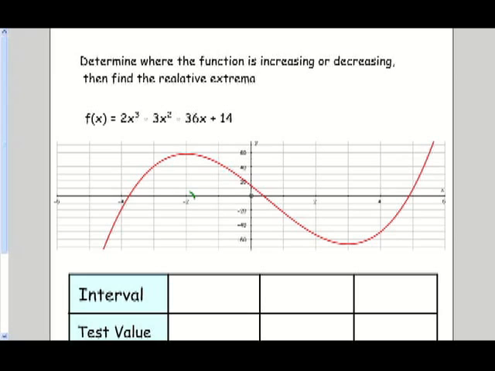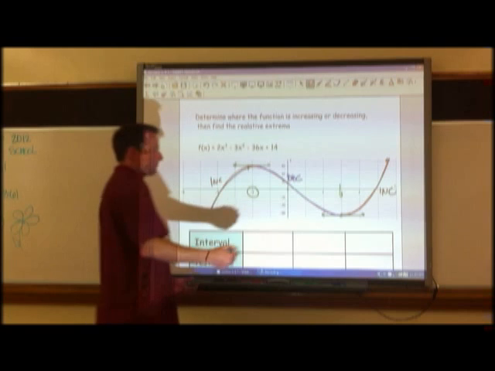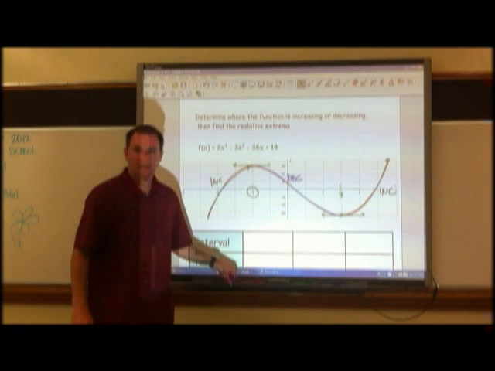The key points we came up with: at negative 2, there's a maximum that we found by looking for where the derivative was 0. Over here at 3, there was a minimum that we found by looking for where the derivative was 0. In between these two, we're decreasing the whole way, right? And then we've got sections that are increasing over here. The graph is increasing, and here the graph is increasing. So it's kind of cool to see it all work out.